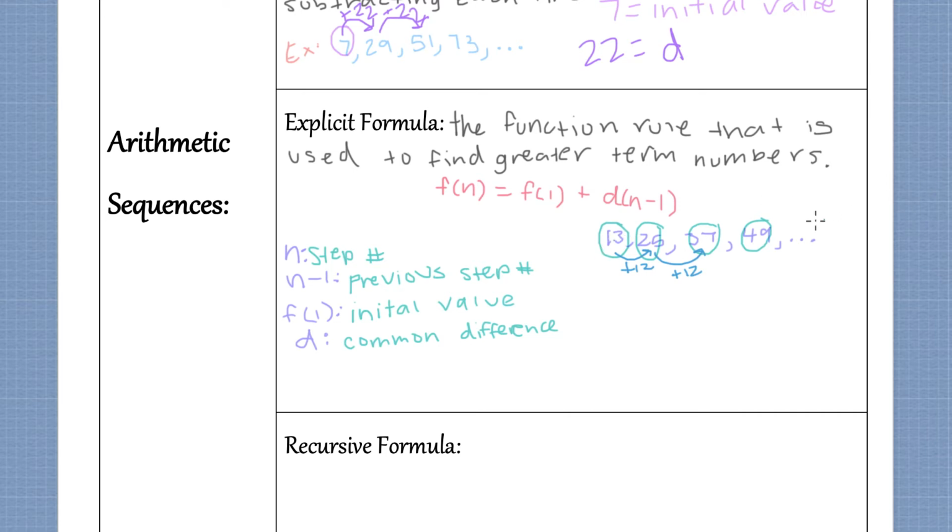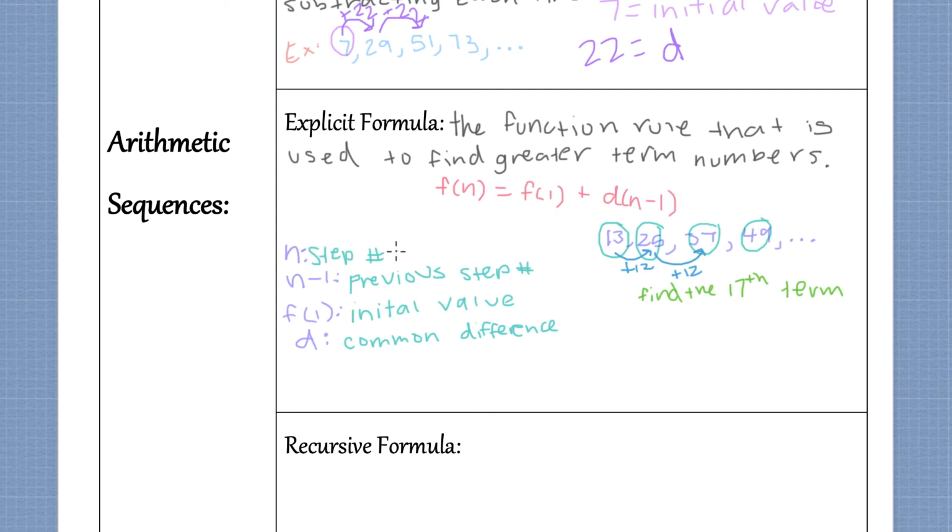So let's say that we want to find a specific term in here. Let's say we want to find the 17th term, right? And so what we're going to do is fashion this explicit formula in a way where we can find the 17th term. And so let's write out all of our variables and what they're equal to.